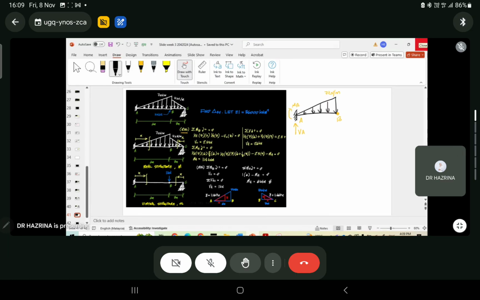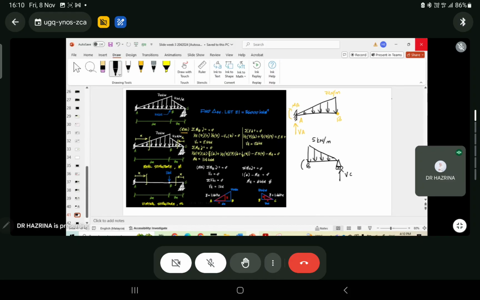Okay. So for the right hand side, you have this one. Okay, you have 5 kilonewton per meter, and then you have a roller. Okay, and then you have the B here. So for the right hand side, it's the same. You will get your VC here.